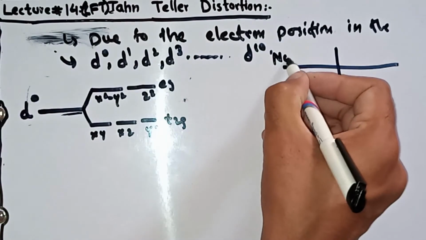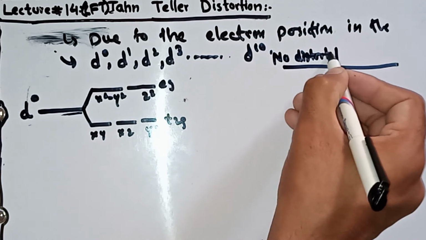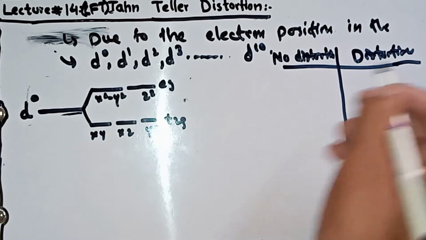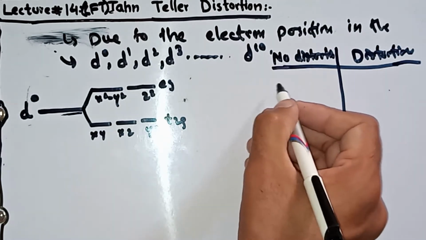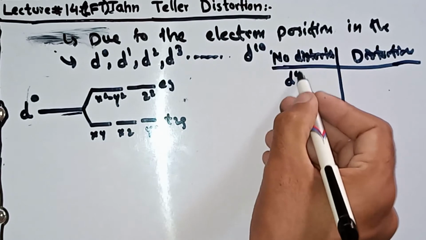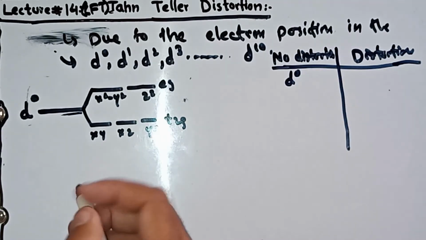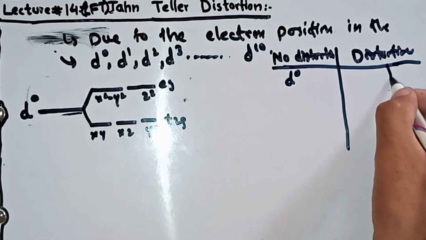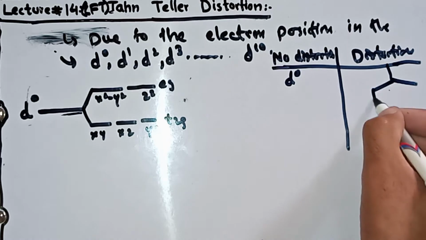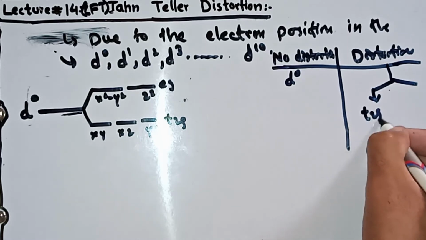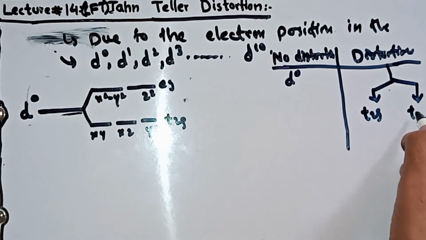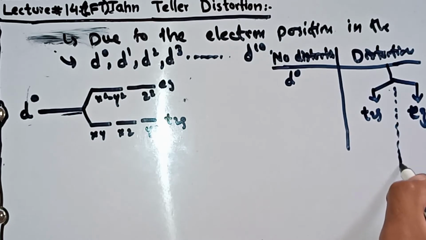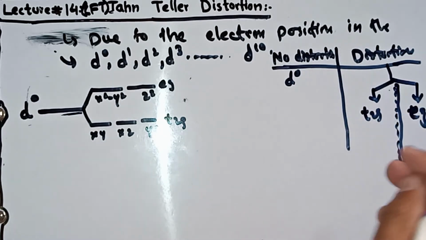No distortion, distortion. Two cases will arise. In the d0 system there is no distortion. But in the case of the d1 system, distortion will occur in two cases: there may be t2g distortion, or there may be eg distortion. So for both we can calculate how.